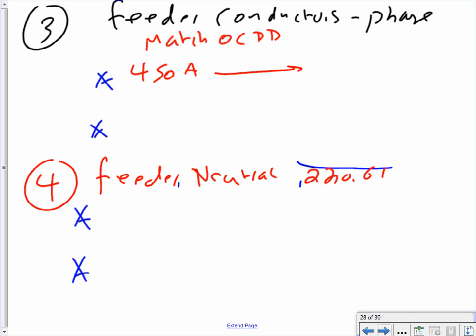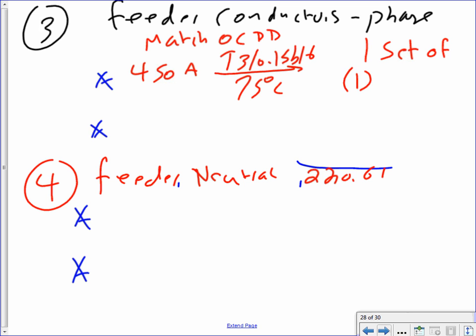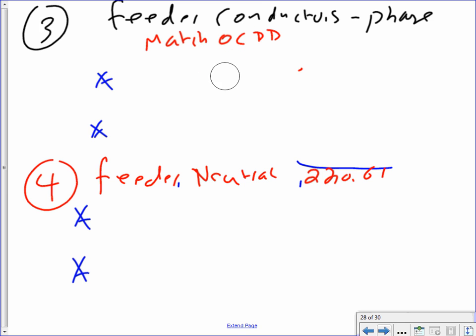450 amp cable, table 310.15 B16 under the 75-degree column. You're going to have how many sets? One set of how many conductors? One conductor. Oh, I made a mistake here. Was it 350? I sized this one wrong too. Ouch. You know what? This is too much. I need you to help me here with that one, guys.